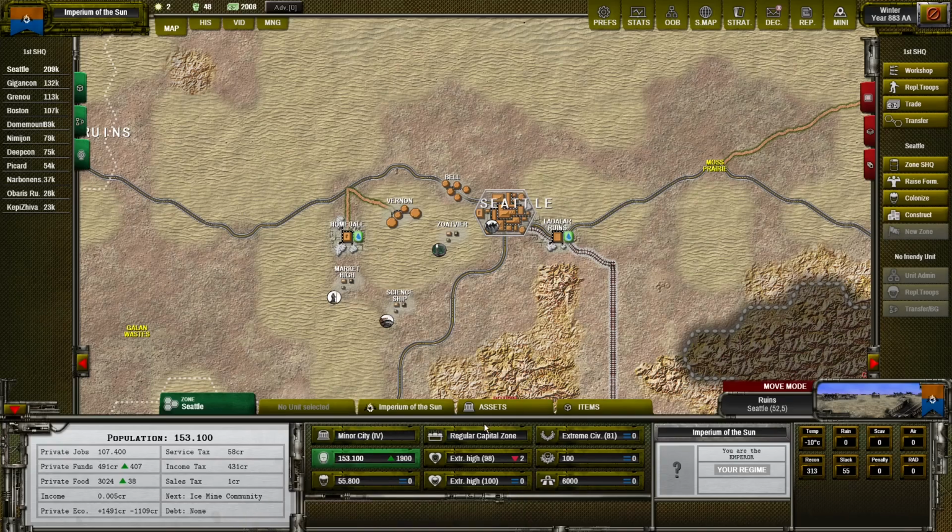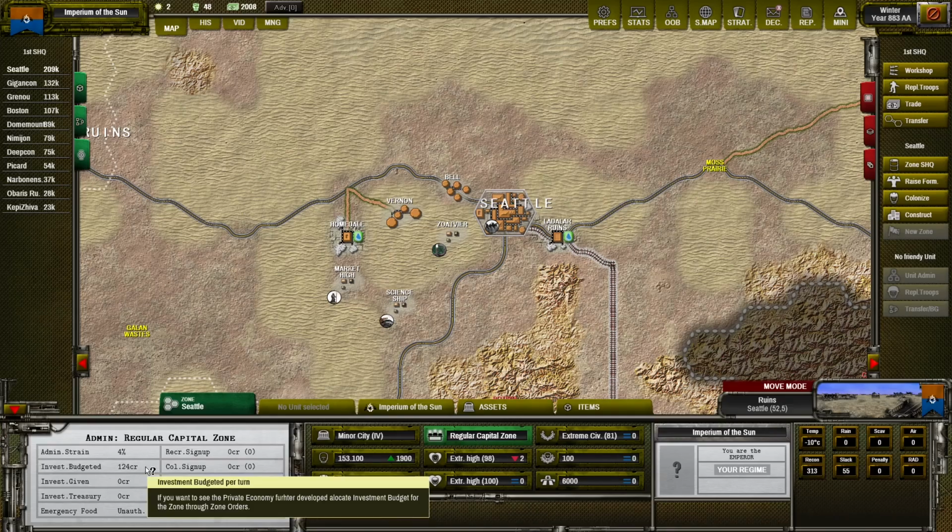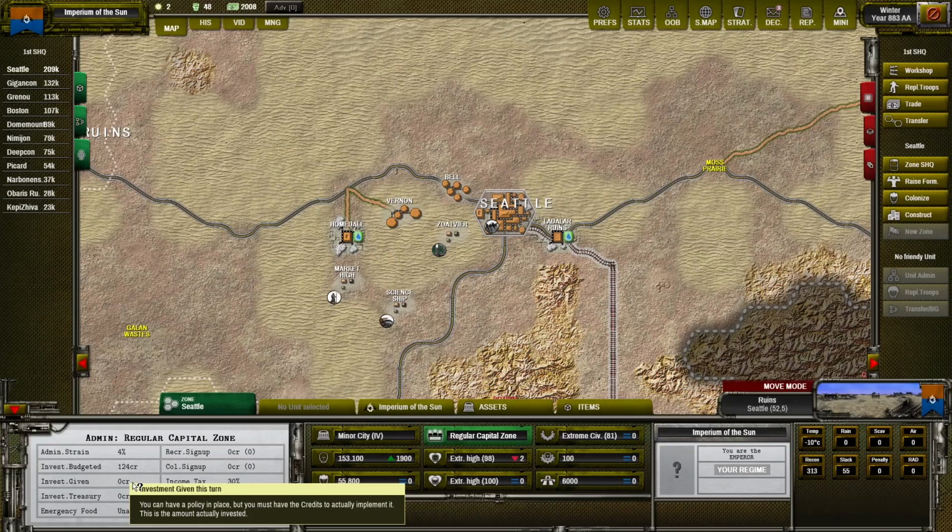You can help them by public investment. In this case, I budgeted to invest 124 credits each turn to support private economy. Sometimes the actual credits given is lower. It depends on your governance, happiness and efficiency. But over time, we can grow our invest treasury.